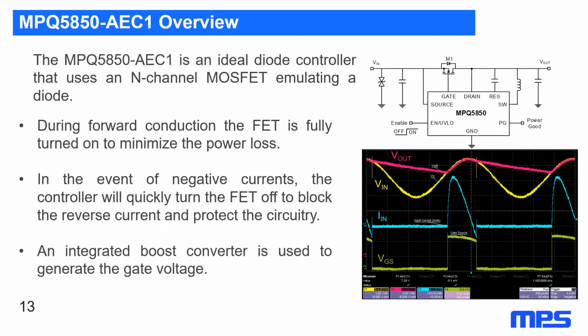This part integrates a boost converter to generate the gate to source voltage for this M1 FET instead of a charge pump. Charge pump circuit can be more cost effective, but it doesn't have a very high drive capability, so it cannot turn off the FET quick enough. This boost converter is very low power. It is very compact. It uses maybe a 2x2 millimeter inductor because it doesn't need much current. It just needs current when turning on and turning off the FET.